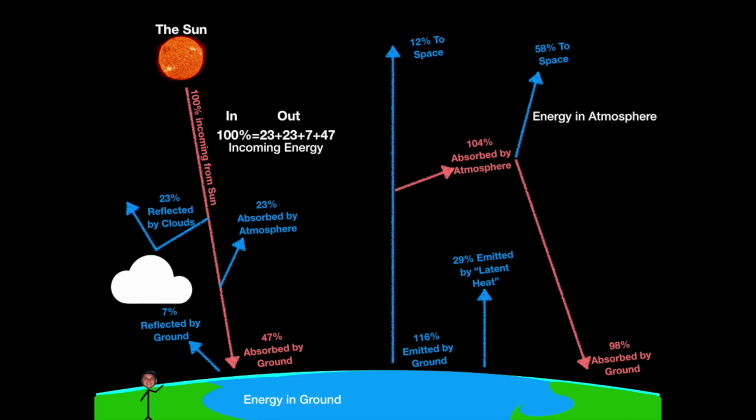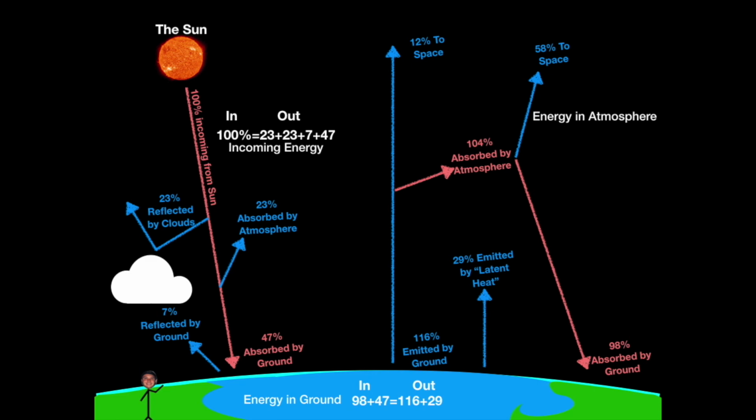The next place where we will examine the balance of Earth's energy will be the energy in the ground. In order to do this, we have to take all of the incoming energy and make sure that it equals all of the outgoing energy. So when I look at energy that is going into the ground, that would be the 98 and the 47%, which are both absorbed by the ground. And that has to be equal to the 116 and the 29% that are emitted by the ground. In this case, that represents the incoming and the outgoing energy. And again, this is balanced.